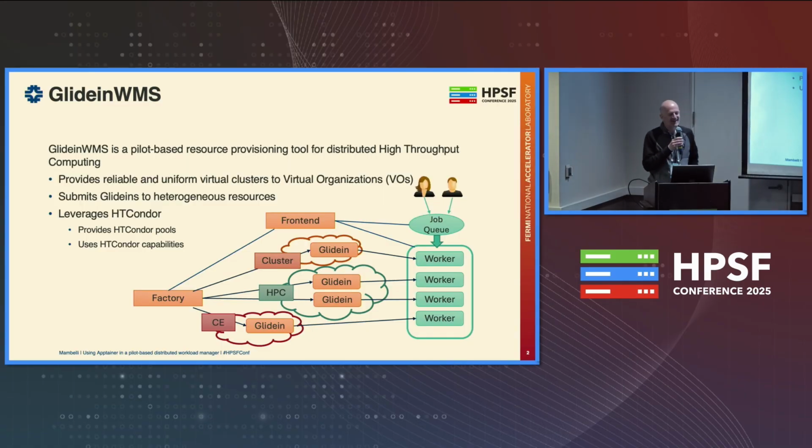It's GlideinWMS. This is a pilot-based resource provisioning tool that is used by many experiments. It provides reliable and uniform virtual clusters using jobs that are submitted to heterogeneous resources. We use HTCondor underneath, which is a batch system, both for the cluster that we provide and for some of the mechanisms that we use to access the different resources.